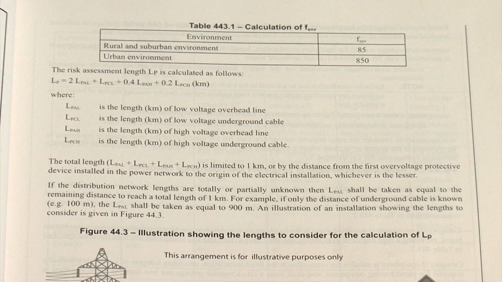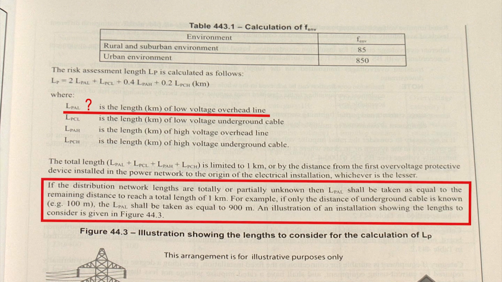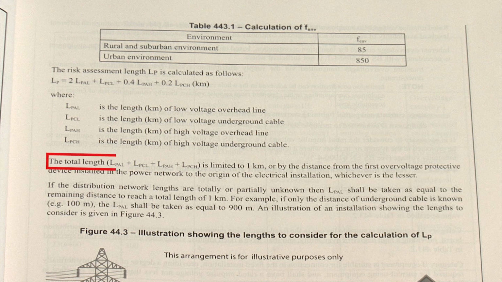So if you don't know the distance for LPAL, there is a default figure you can use in the CRL. If you do know the figure, as long as the total that you enter into the LP equation does not exceed 1,000 metres, 1 kilometre, then it should bring you a figure which is accurate for the risk assessment.